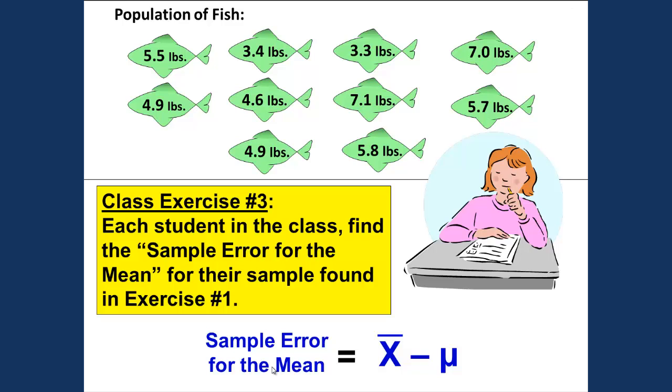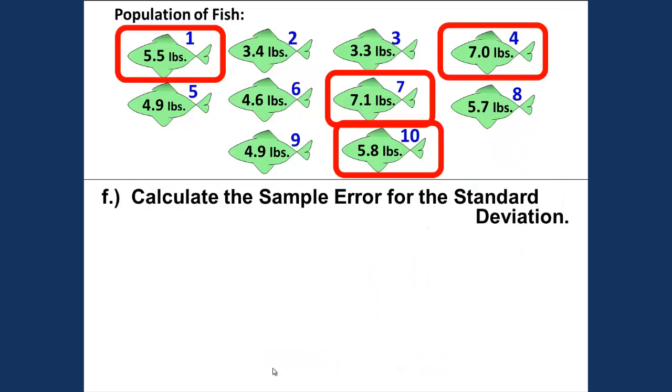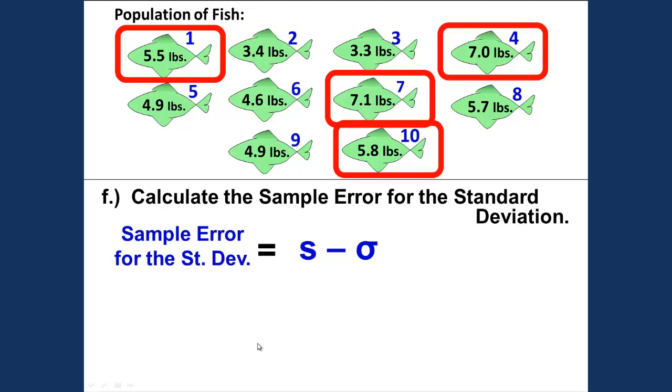For class exercise 3, you can calculate the sample error for the mean for your sample. Now that we have gone back to our sample, we can also calculate the sample error for the standard deviation. The sample error for the standard deviation takes the sample standard deviation minus the population standard deviation. Apparently that's a tongue twister.